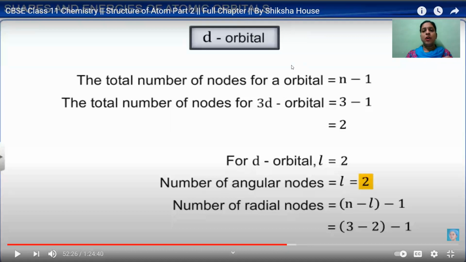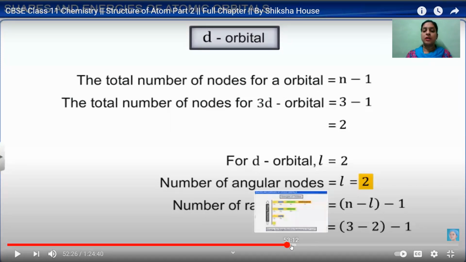So d orbital में बेटा देखिए total number of nodes as I have said to you that is equal to n minus 1. तो अगर हम 3d की बात करते हैं तो the total number of nodes in 3d orbital is 2. अगर d orbital में l जो है वो 2 है तो number of angular nodes कितने हो जाएंगे 2 और radial nodes कितने हो जाएंगे that is equal to 3 minus 2 minus 1. ठीक है, तो it is equal to 0 3d के अंदर. ठीक है. So this is all about our radial nodes and angular nodes.